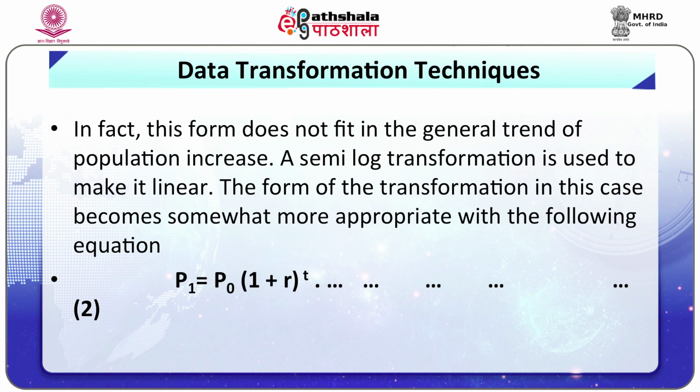In fact, this form does not fit the general trend of population increase. A semi-log transformation is used to make it linear. The form of the transformation in this case becomes somewhat more appropriate with the following equation: P1 = P0 × (1 + R)^T.